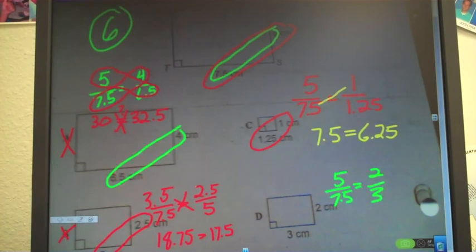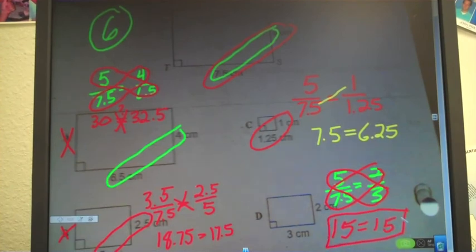To solve, we're going to cross multiply. 2 times 7.5 is 15, and 3 times 5 is also 15. Because those cross products are equal, this is our correct answer. D is the answer we want.